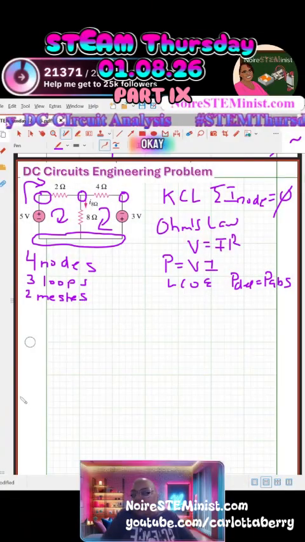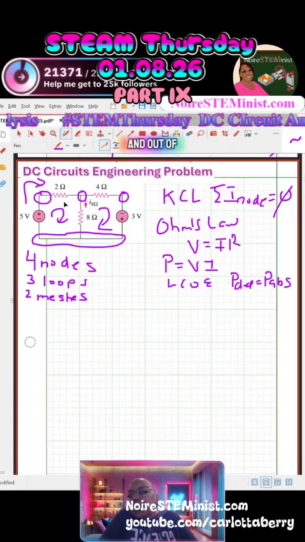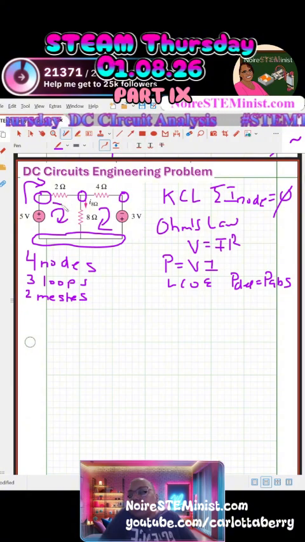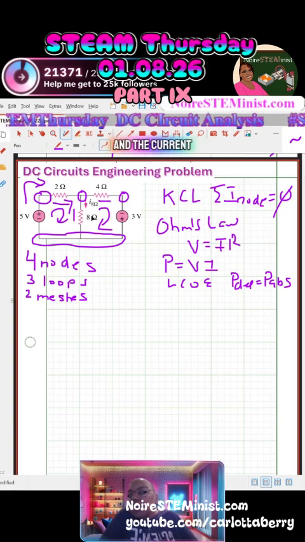Promise. Okay. The sum of the currents into and out of a node is equal to 0. So the current coming in from the 2 ohm equals the current going out through the 8 ohm and the current going out through the 4 ohm.